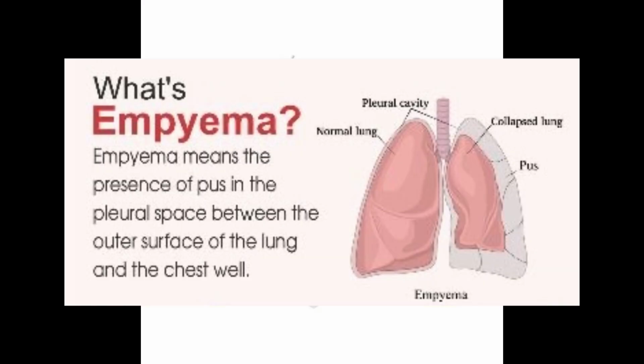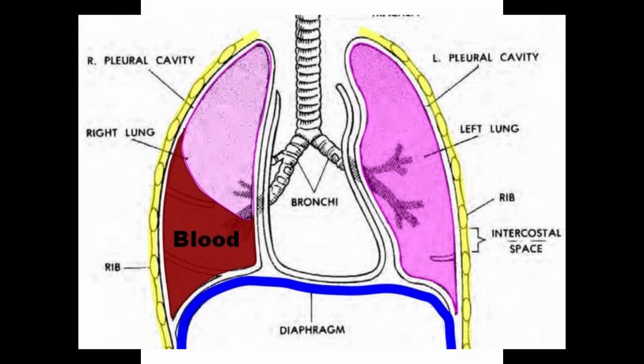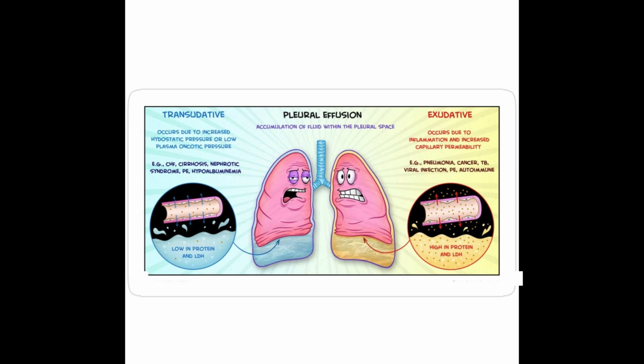The accumulation of frank pus is termed empyema, that of blood is hemothorax, and that of chyle is chylothorax. Pleural effusion is mainly of two types, transudative and exudative.